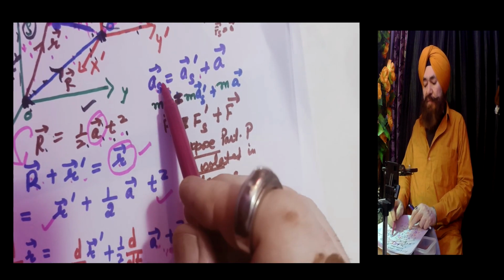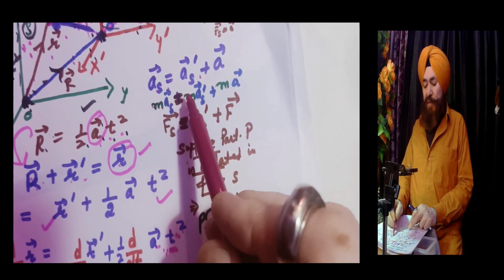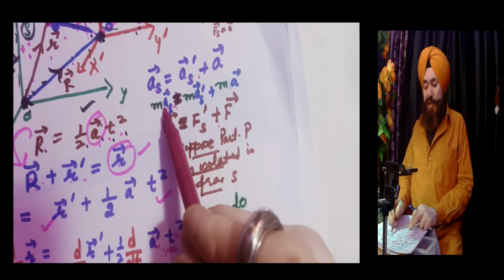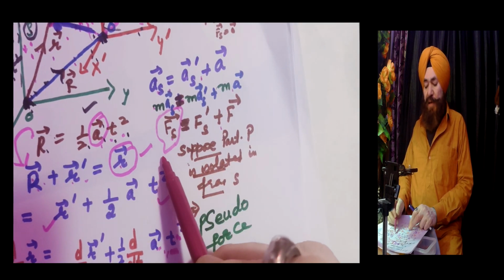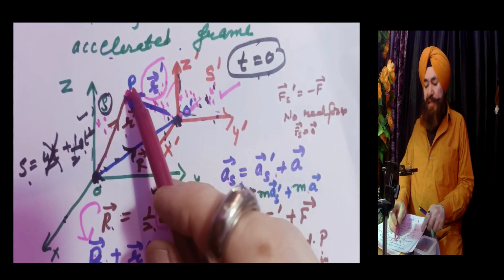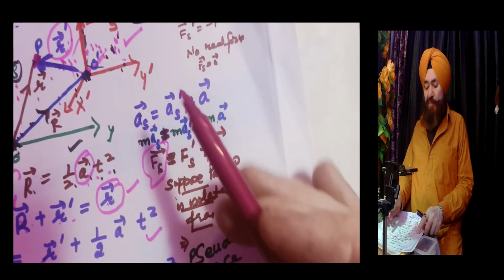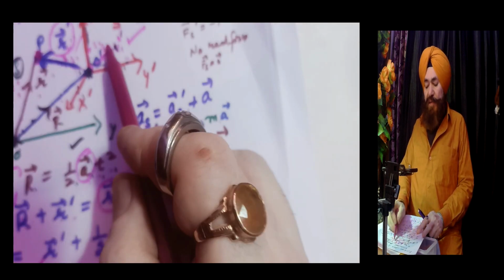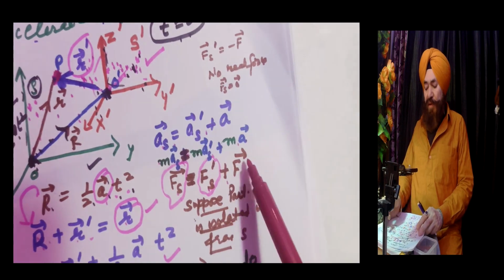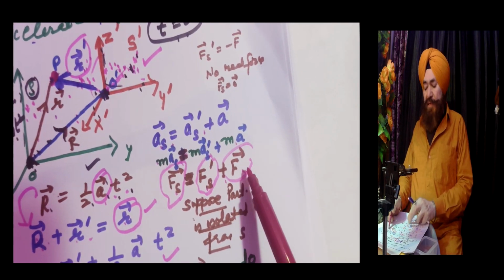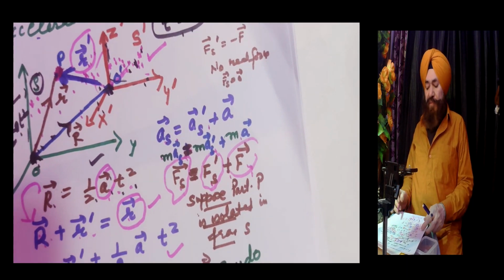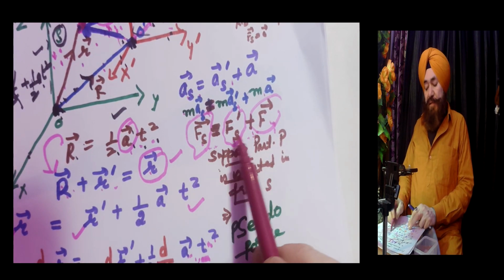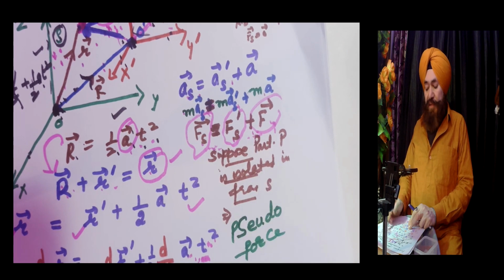Okay, so after this equation, I'm multiplying m on both sides, and that becomes force. This is the force experienced by the particle with respect to S frame, the force experienced by the particle with respect to S dash frame, and the force experienced by the frame itself. Okay. Now try to understand this equation.